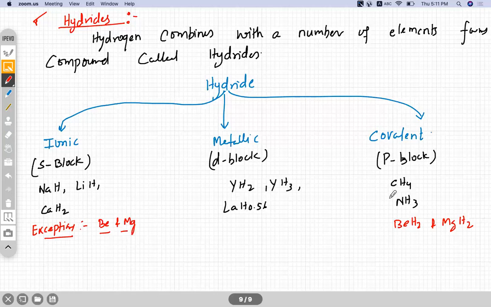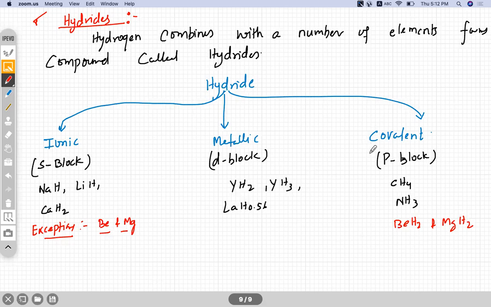In fact, on a micro level, BeH2 is completely covalent. MgH2 is partly covalent, partly ionic, but its covalent character is more than its ionic character. The reason is Fajan's rule, which we have already done. We have more polarization, and more polarization means more covalent character. Remember that? So this is a brief introduction of hydrides. Did you understand it? Okay.